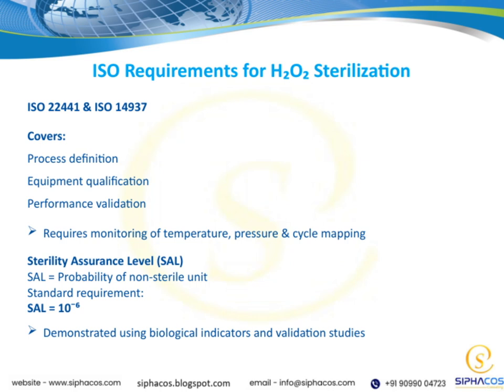Moving on, let's talk about sterility assurance level, or SAL. This is essentially the probability that a sterilized unit is non-sterile. The standard requirement for SAL is 10 to the power of -6, or 10^-6. In other words, there's only a 1 in a million chance that a sterilized item isn't sterile. To demonstrate that this level of sterility is achieved, we rely on biological indicators and validation studies.